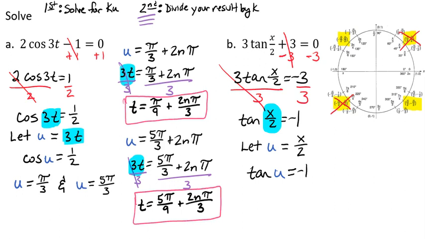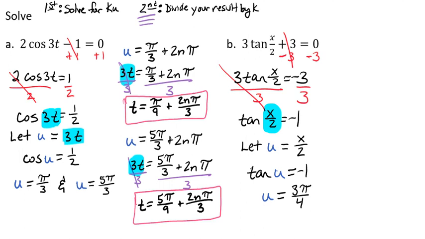Also, tangent doesn't have a period of 2 pi. Tangent only has a period of pi, which means no answers in our bottom two quadrants would work. So the only solution that would work would be 3 pi over 4. Because we weren't given an interval, our answer is that u equals 3 pi over 4 plus n pi. So not just pi, but n pi, because we don't know how many times we're going to be going through. Now we want to replace our u with our x over 2. That gives us x over 2 equals 3 pi over 4 plus n pi.